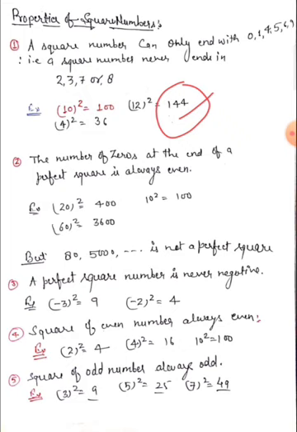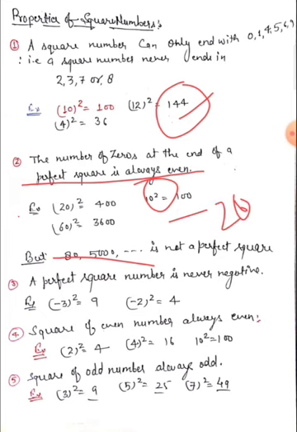Now next, the number of 0s at the end of a perfect square is always even. But sometimes we have numbers that are not perfect squares, like 580 and 5000, which have one or three zeros at the end. So for a perfect square, the number of zeros will be even. 100 has two zeros, 400 is the square of 20, and 3600 is the square of 60.